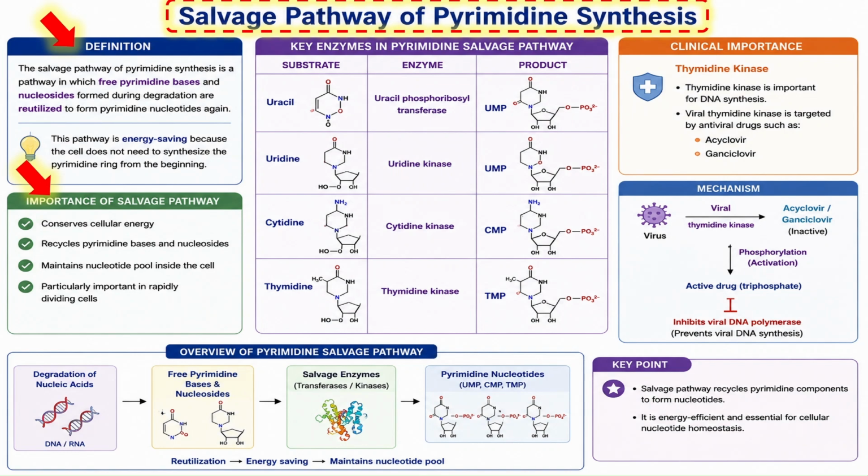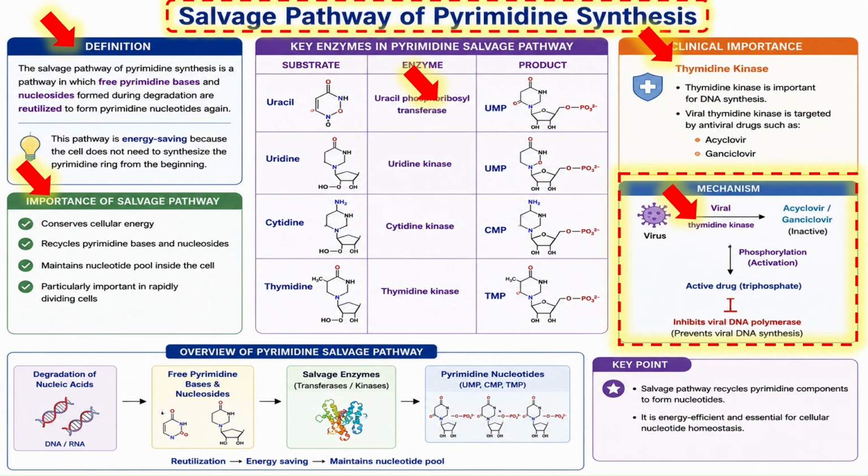Enzymes like uracil phosphoribosyltransferase and thymidine kinase help regenerate the pyrimidine nucleotides. Then there is something called viral thymidine kinase. What is the mechanism involved here? Let's focus on this highlighted part. When a virus infects a cell, it produces an enzyme called viral thymidine kinase, which is important for activating antiviral drugs like acyclovir and ganciclovir.